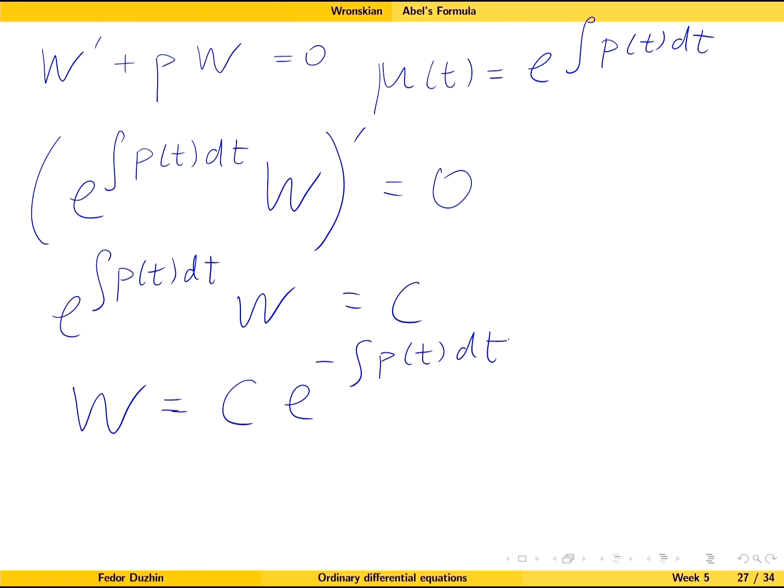Okay, so Abel's formula has been proved. A very beautiful argument. In order to do it, we wrote down that both y1 and y2 are solutions of the differential equation, and then we applied a clever trick and derived a differential equation on the Wronskian, and then we solved that differential equation on the Wronskian, and then we obtained Abel's formula in the end.